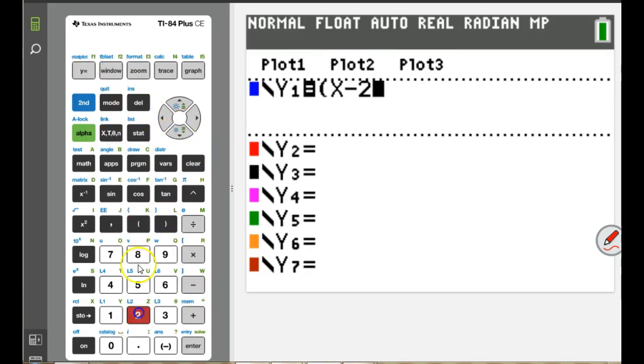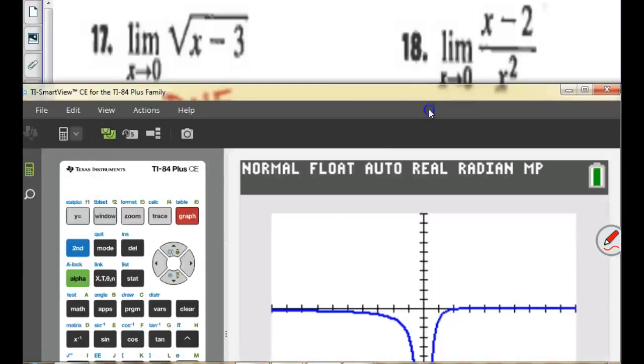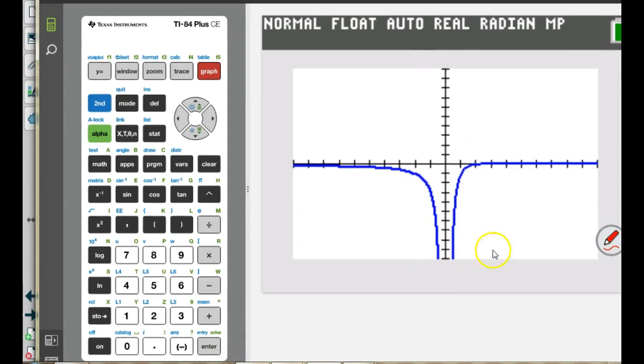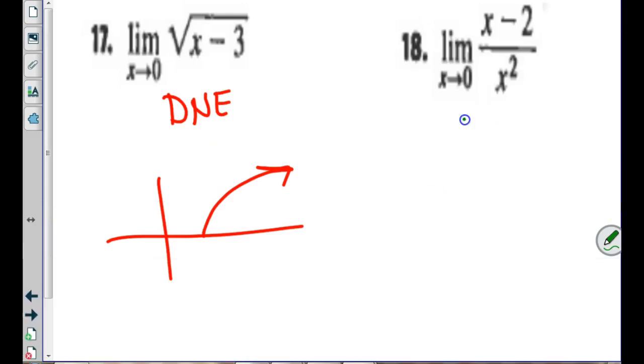X minus 2 divided by x squared? No. And, oh, what's this doing at 0, guys? Remember what we write? Yes, we write, you can say it does not exist, but both sides are approaching negative infinity, decreasing without bound.